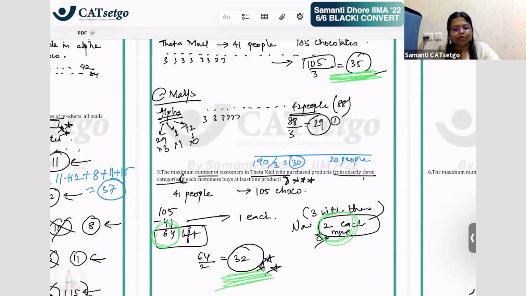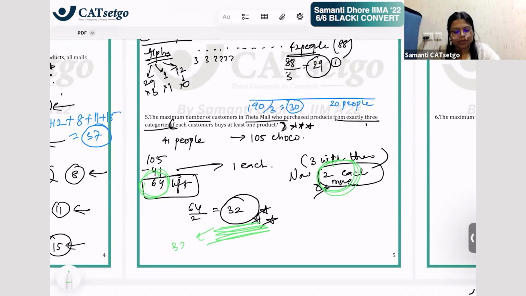Right? And if you just apply your basic math here, you realize, okay, 32 people have 3 chocolates each, which is 96, right? And there were total 41 people. 41 people were there total. 32 people have 3 chocolates. Remaining are how many? 9. Right? Remaining are 9 people.